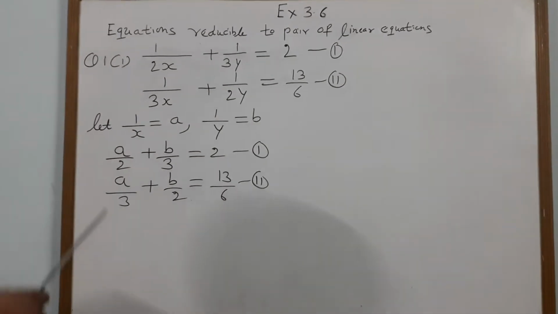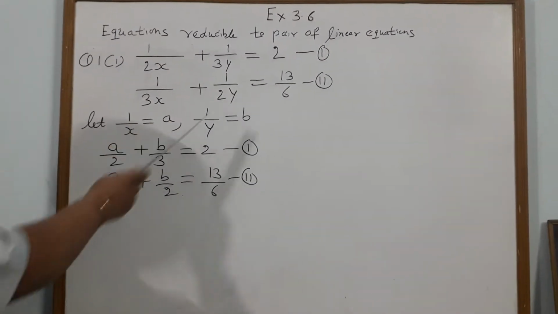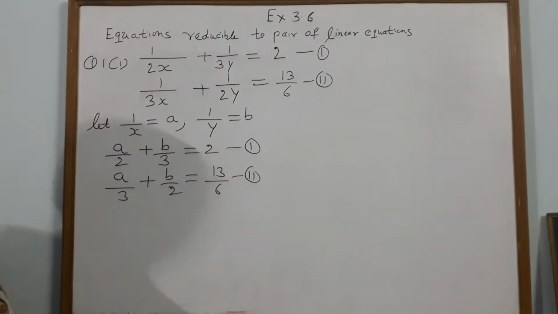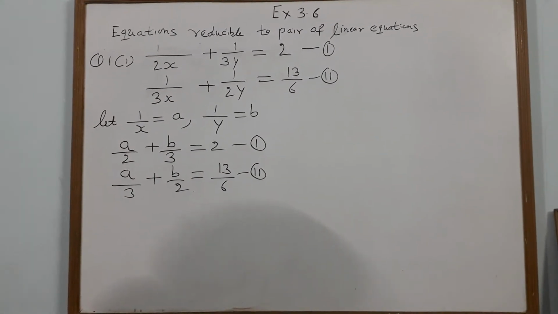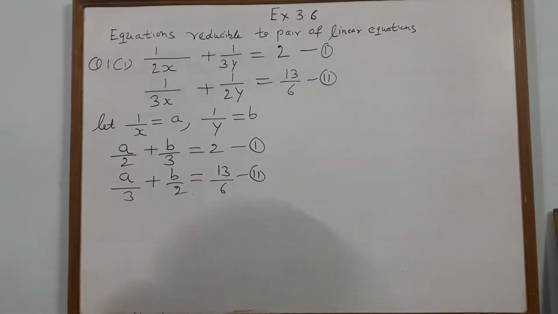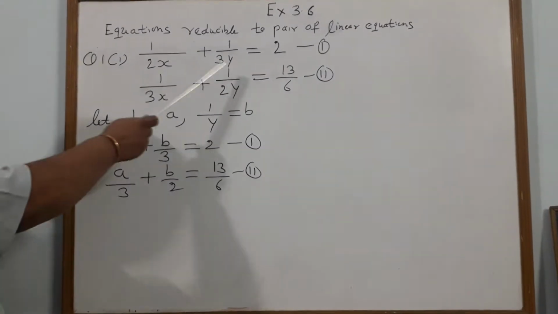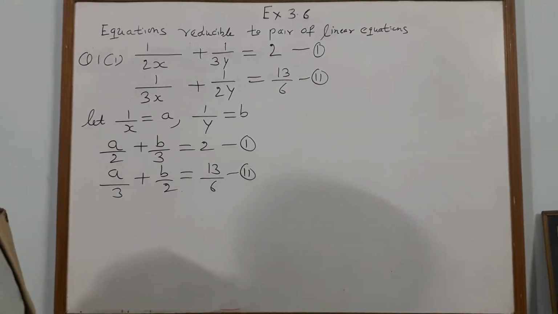In this question, 1 upon 2x plus 1 by 3y is equal to 2. 1 upon 3x plus 1 upon 2y is equal to 13 over 6. These two equations are not in the linear form. They are not linear equations in two variables because the variables x and y are in the denominator. In the standard form of linear equation, the variables are in the numerator.